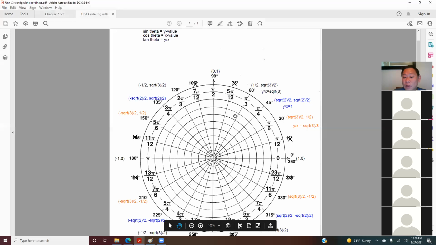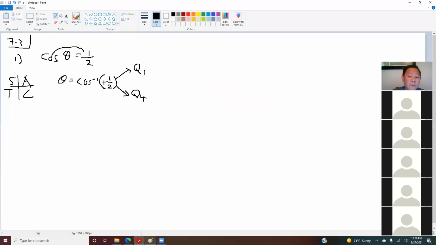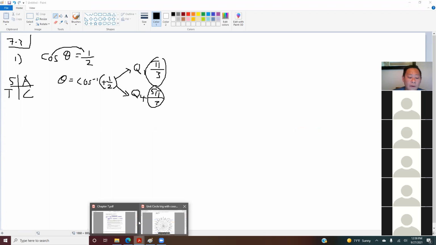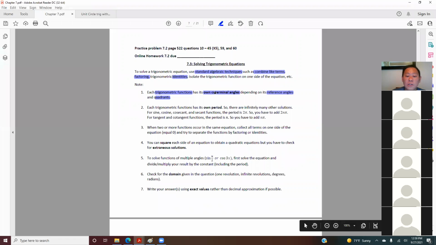So this is what we call the reference angle. They're all pi over 3. So your answer in this case will be pi over 3 and 5 pi over 3. This is your answer in this case. So this is the meaning of when you solve this, you have to know the reference angle, which is pi over 3, and its coterminal, like 5 pi over 3, that is the quadrant 1 and 4. So this is the one that you need to watch out for.